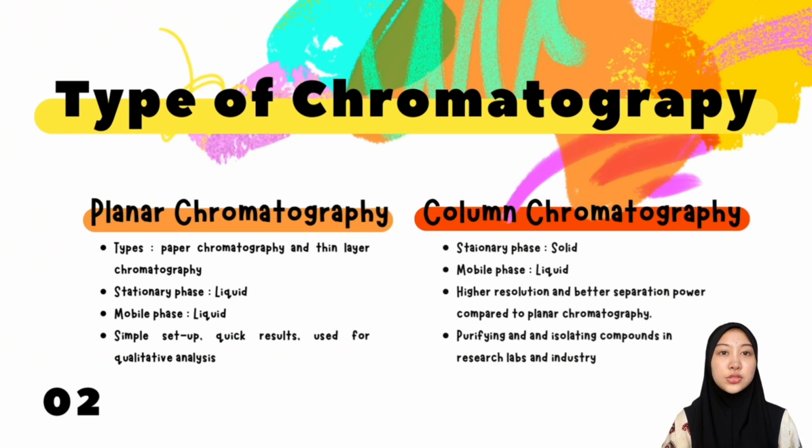The separation process begins when a mobile phase, usually a liquid solvent, is allowed to move across the stationary phase through capillary action or by placing the plate in a developing chamber. As the mobile phase moves over the stationary phase, different components of the sample interact with the stationary phase to varying degrees. This differential interaction causes the components to separate spatially on the plate.